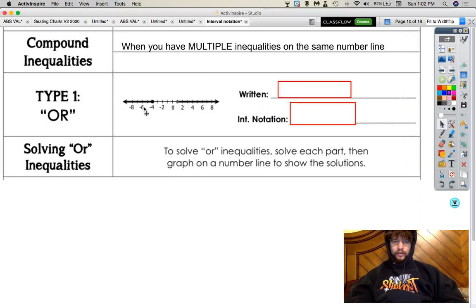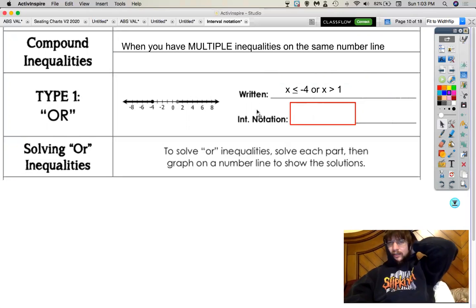Now, all you have to do is read what this one is, read what that one is, and since they're split up, you're going to put an "or" between them. So this is how we'd write it. x is less than or equal to -4. See, the solid dot goes out to negative infinity. Or, because we're splitting it, x is greater than 1.